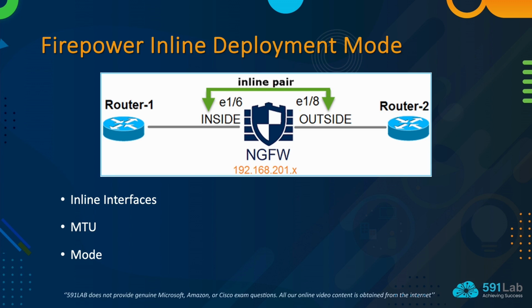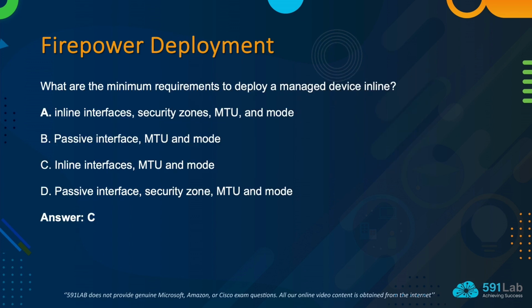Mode. The mode of the inline interfaces determines how the device will handle traffic. In inline mode, the device will inspect all traffic that passes through it. Other modes, such as passive mode, allow the device to monitor traffic without interrupting it. Hence, the answer is C, inline interfaces, MTU, and mode.